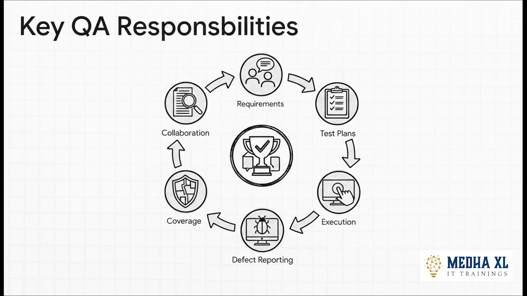And if you look closely, you'll see these aren't just random tasks on a list. They're actually part of a cycle. It always starts with really, truly understanding the requirements. From there, you build your test plans, you run them, you report what you find, and you work with the team in stand-ups and reviews. Every single step feeds right into the next, and it's all for one ultimate goal: shipping a high-quality product that does what users need it to do.